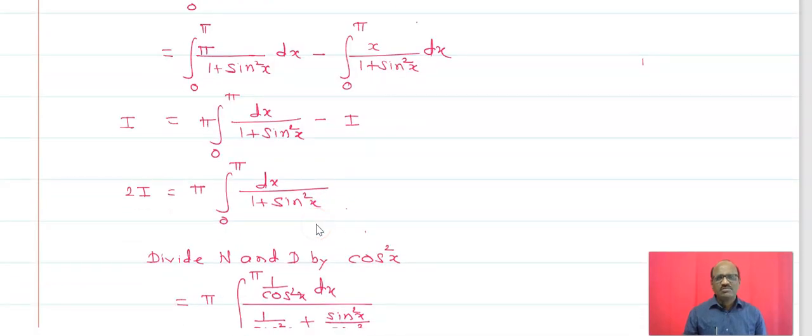Now to evaluate this integral, we have learned from chapter number 3, that is indefinite integral.